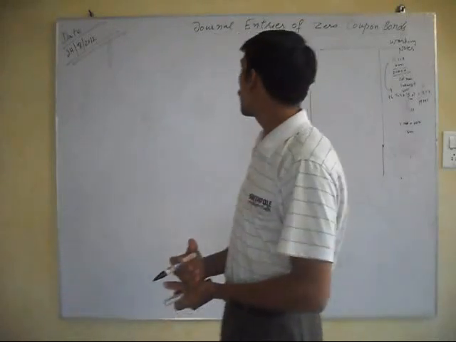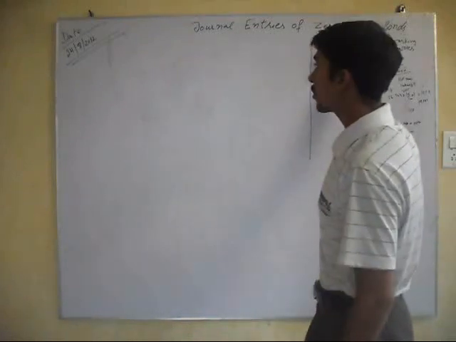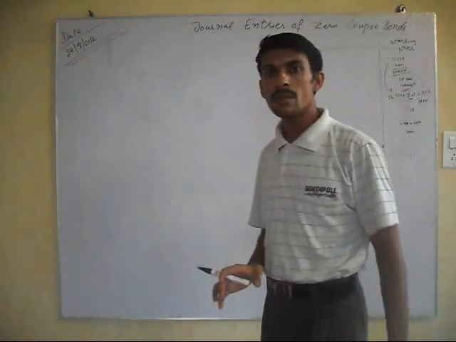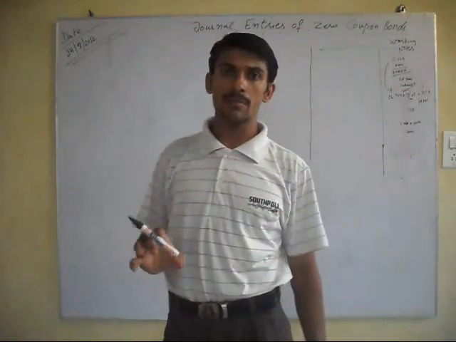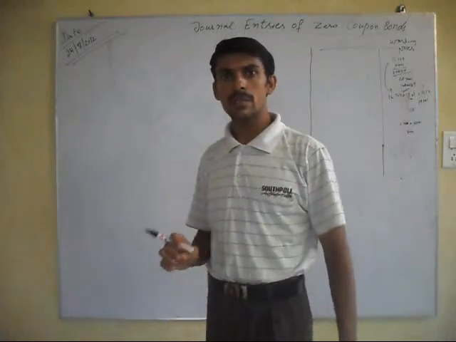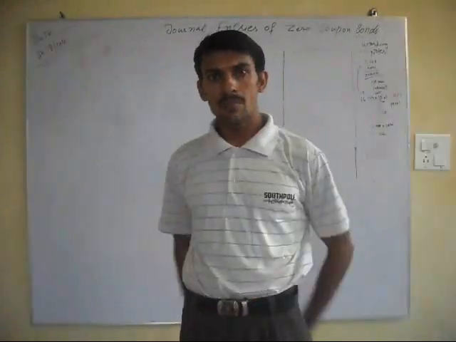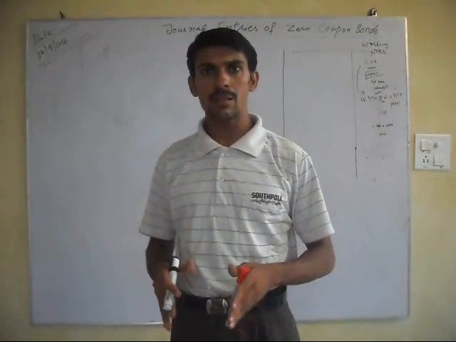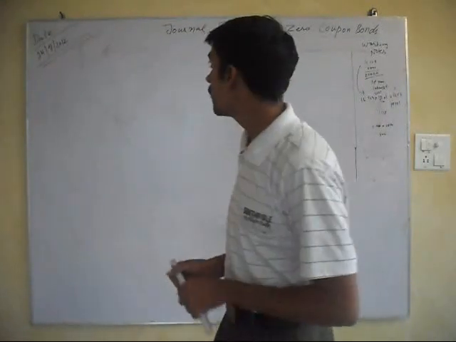So from a company point of view, the journal entry of a zero coupon bond is important. So today we will teach you. First of all, we give a simple example.